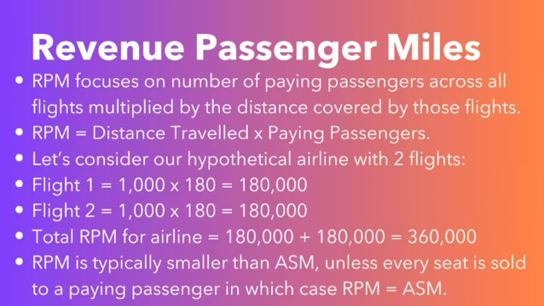Revenue passenger miles focuses on the paying passengers, multiplying the number of passengers by the distance they travel. So if a hypothetical airline with two flights has 180 paying passengers on board each, the airline will be deemed to have 360,000 revenue passenger miles. RPM is usually less than available seat miles unless every seat is sold to a paying passenger.